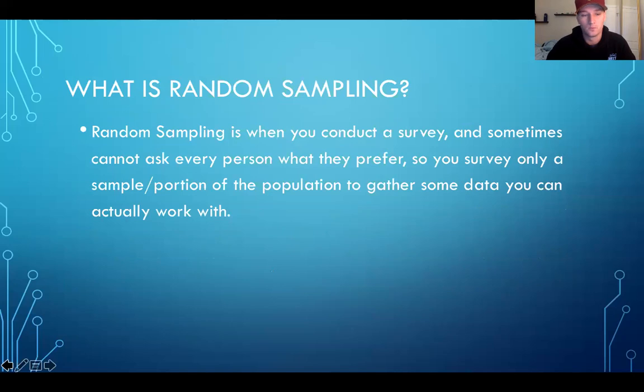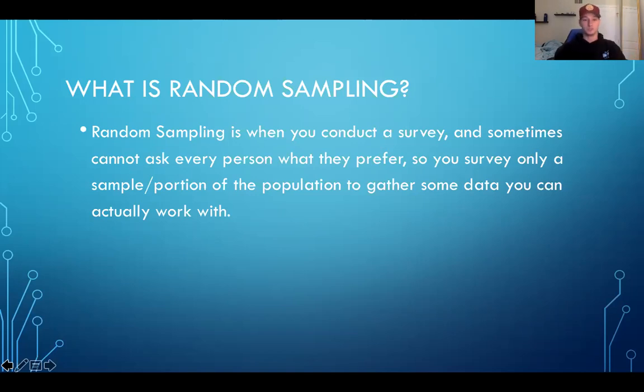Random sampling is valuable because it helps you make predictions, and it's very applicable to real world scenarios. It can be used to gather data on very relevant topics in the world right now, such as the election that's going to be happening in early November. It's a valuable thing to have. So random sampling is when you conduct a survey, and sometimes you can't ask every person exactly what they prefer. So you only survey a sample or portion of the population to gather data which you can actually work with.